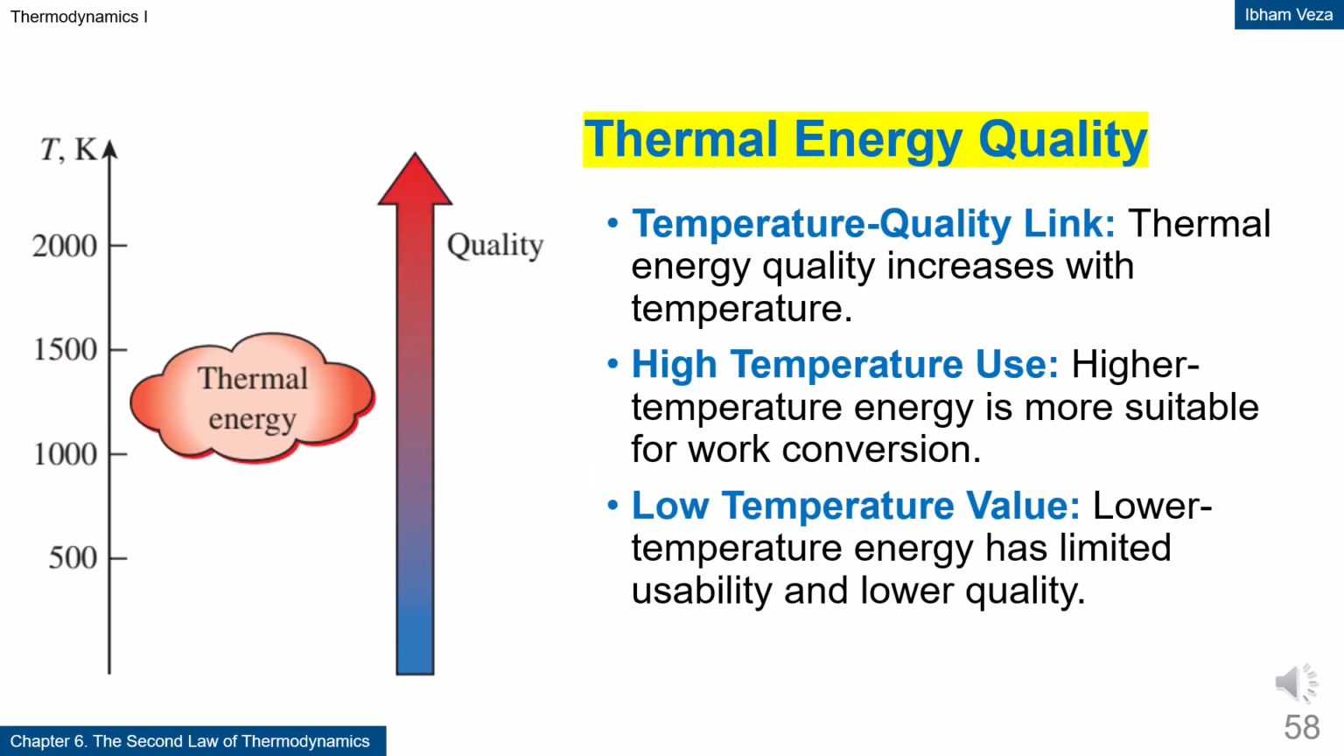Thermal energy quality. High-temperature thermal energy has better quality for conversion into work. Low-temperature energy is difficult to utilize for producing work. This shows that not all energy has the same usefulness. This concept is often called energy quality. The second law explains this quality difference at a fundamental level.